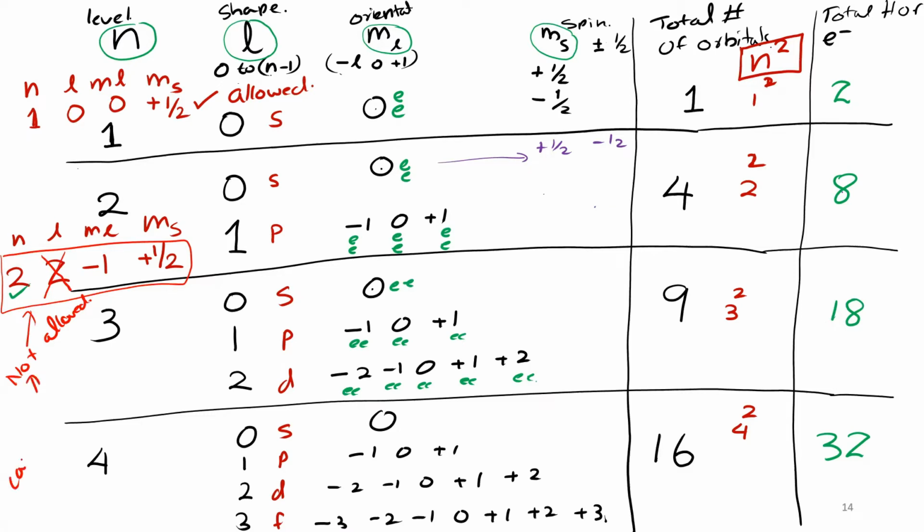You cannot have an electron with this set of quantum numbers. So just because we have a whole lot of numbers, that doesn't allow us to use them all. We can use only certain numbers of them.